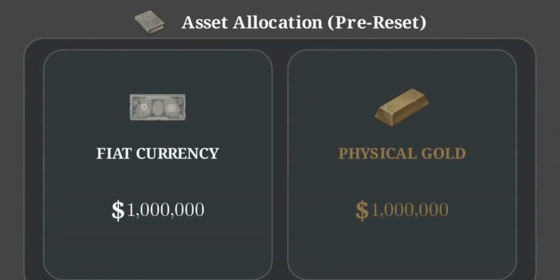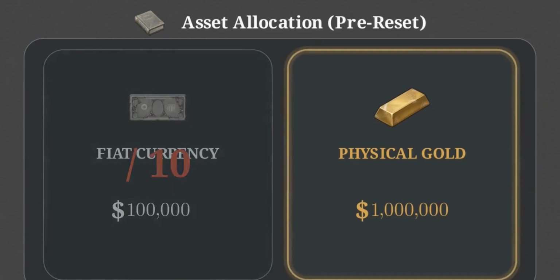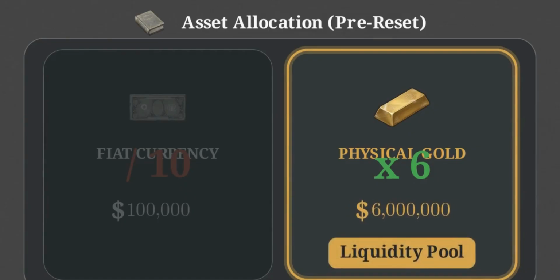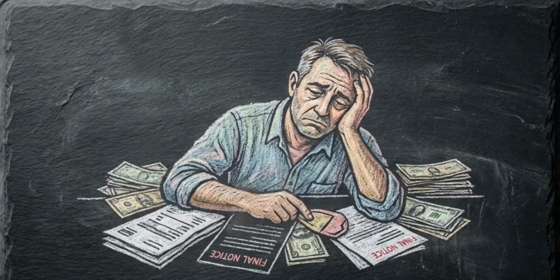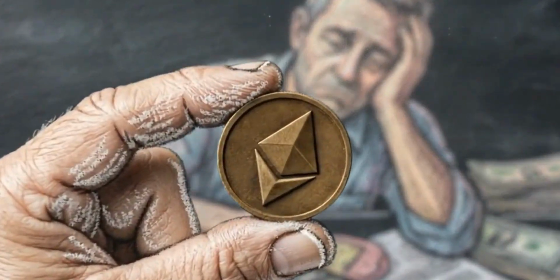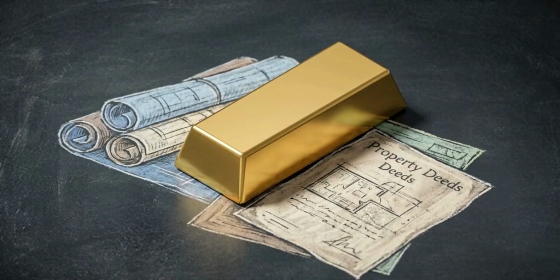This ledger compares 2 allocations of $1 million before a reset, one in fiat currency and one in physical gold. After the state-mandated 10-to-1 devaluation, the fiat position drops to a nominal value of $100,000. Gold, however, has historically undergone a conservative 6-to-1 revaluation against the new currency architecture, resulting in $6 million of liquidity. This results in capital destruction for the fiat holder, who must now cover operational expenses with a fraction of their original wealth. For the physical asset holder, the restructuring produces a massive advantage in purchasing power.